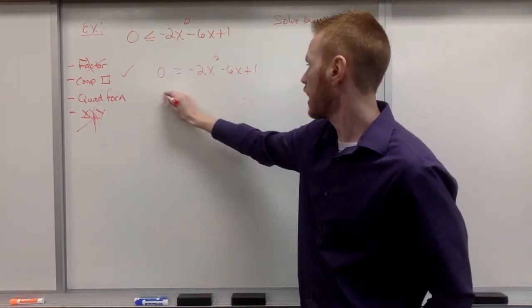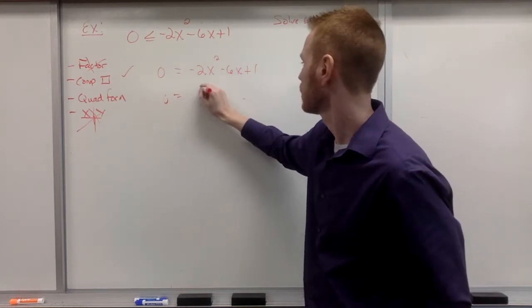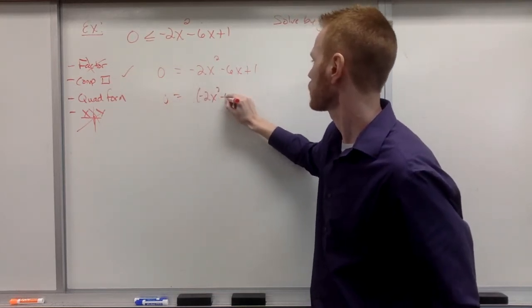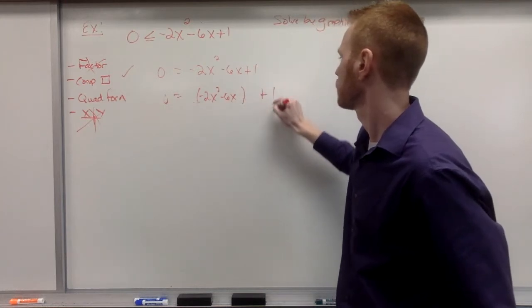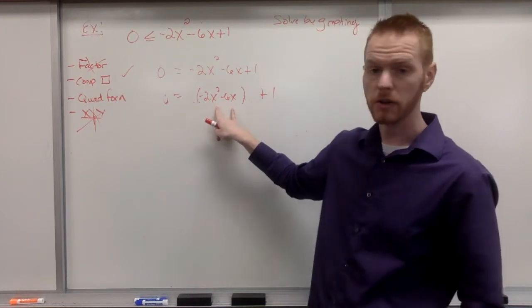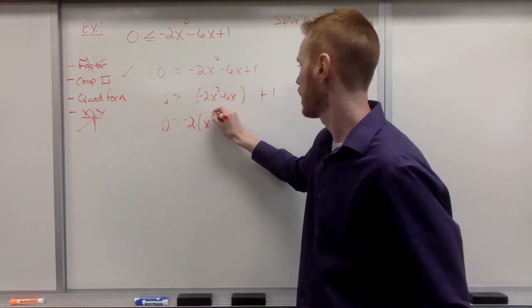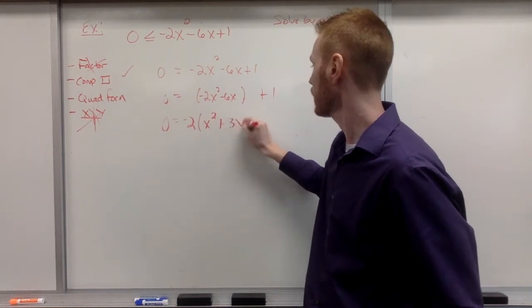What I'm going to do is group these guys together, okay? So the -2x squared minus 6x are going to be its own little group. Plus 1 just kind of goes out the outer part of it. I'm going to factor a -2 out. I'm left with x squared plus a 3x.